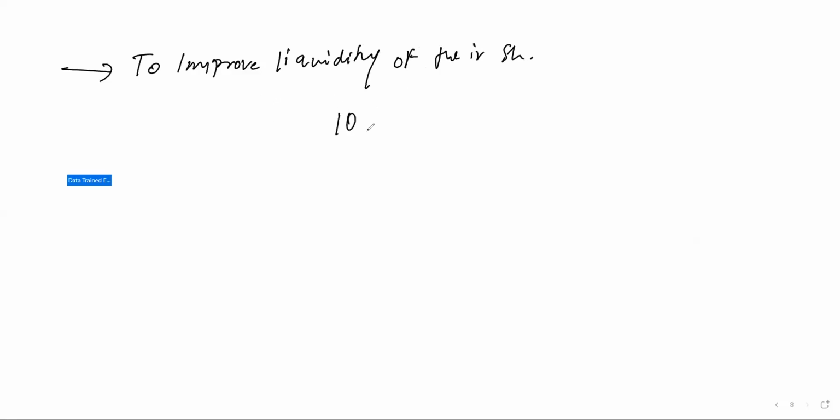One answer to this is to improve liquidity of their shares. Let's say there were existing 10,000 shares of the company in the market and there is no fractional ownership. It means that unlike in Bitcoin and cryptocurrencies, you can't own a partial share, 0.5 share, 0.25 share, 0.2 share.